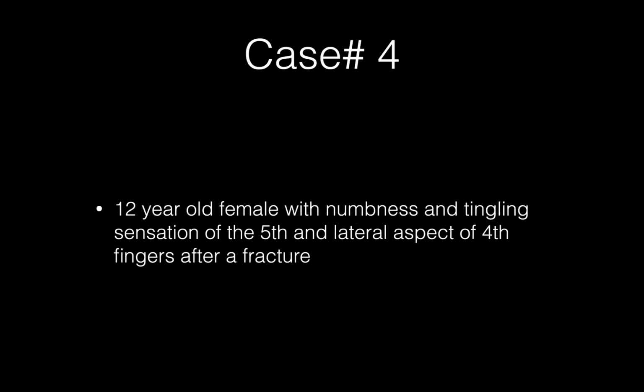Okay, so I'm going to switch topics a little bit and talk about musculoskeletal imaging. This is a 12-year-old with numbness and tingling in the fifth and lateral aspect of the fourth fingers after a fracture. So here's a look at the forearm. We're kind of cutting the forearm like this, right? And so you can see the two bones in the forearm here.